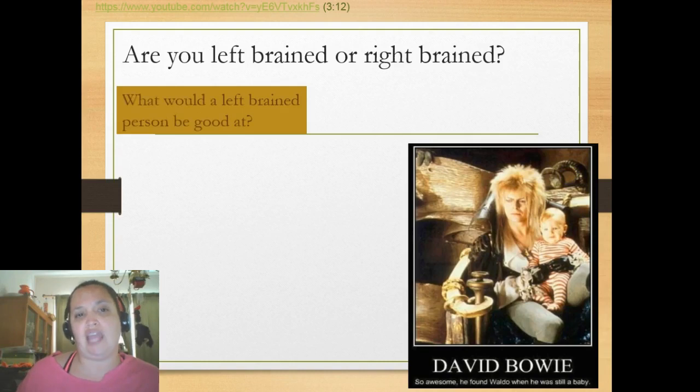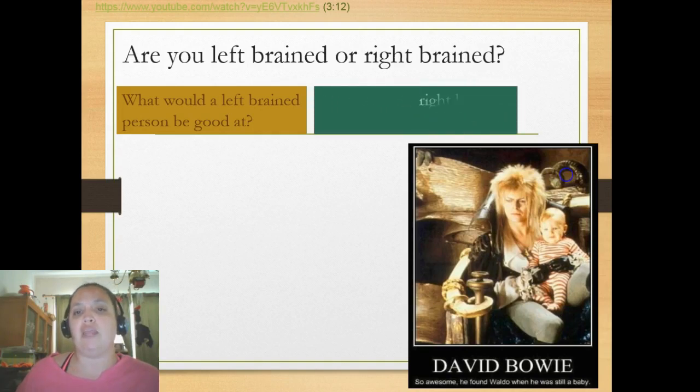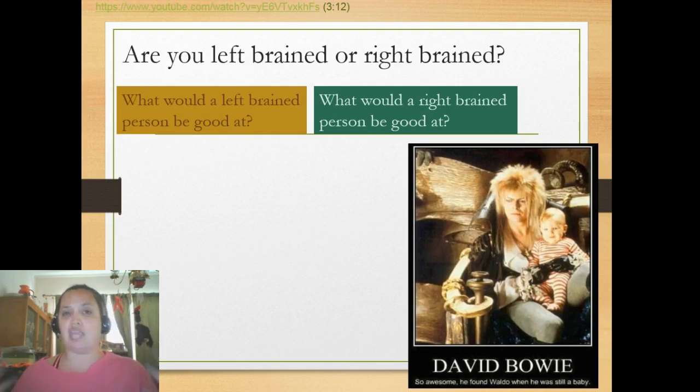What would they be good at? Generally, we think of things like logic, math, science, the details of a situation, or like if you're planning a party, knowing how many forks you'll need. How about a right-brained person? What would that person be good at? Well, typically more of the artistic and creative, generally the big picture, maybe putting together words to create images, things like that.